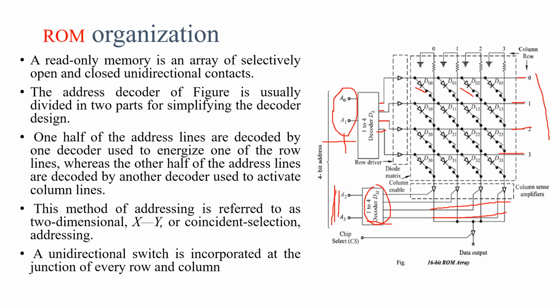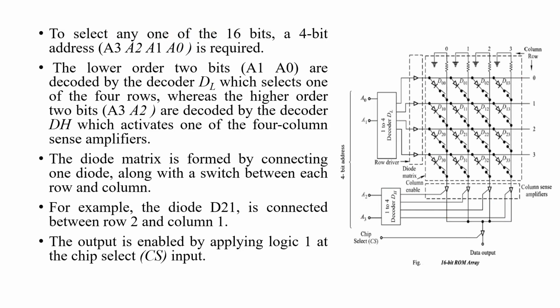A unidirectional switch is incorporated at the junction of every row and column. You can see at the junction of every row and column, this is row and this is the column. One unidirectional switch is incorporated at the junction of every row and column. To select any one of the 16 bits. So totally here how many bits are there? 16 bits. Here, column wise 4 into 4, total 16 bits are there.